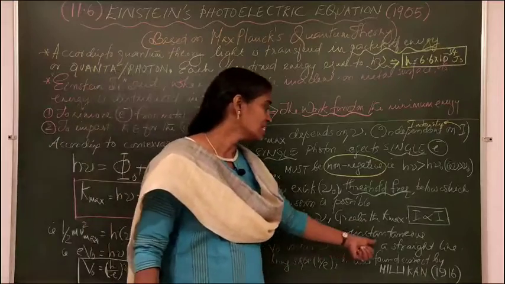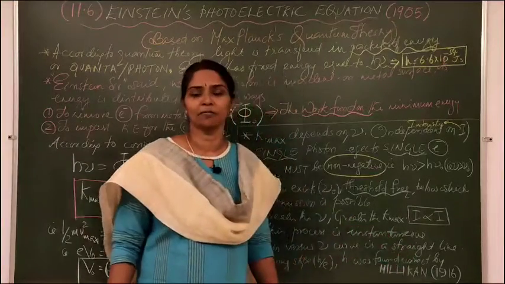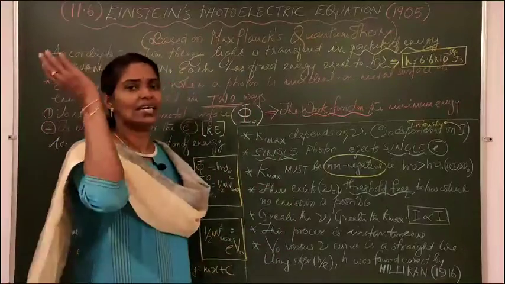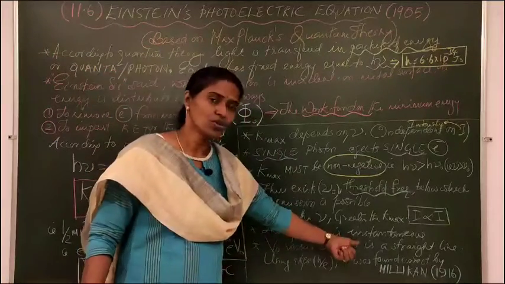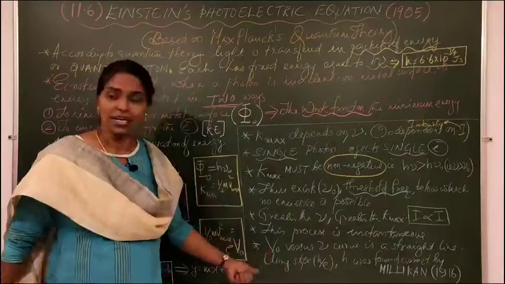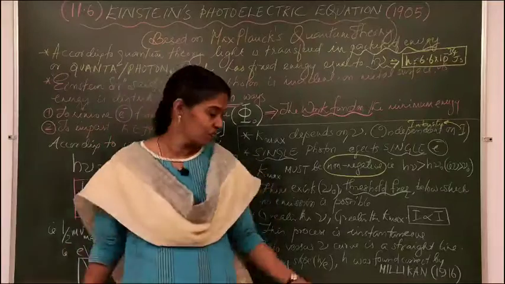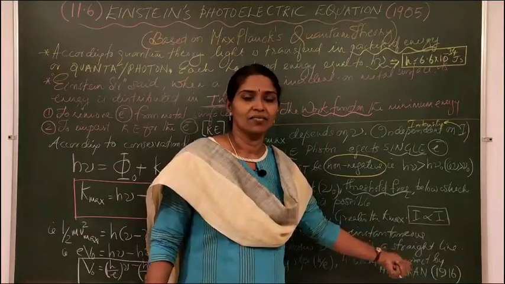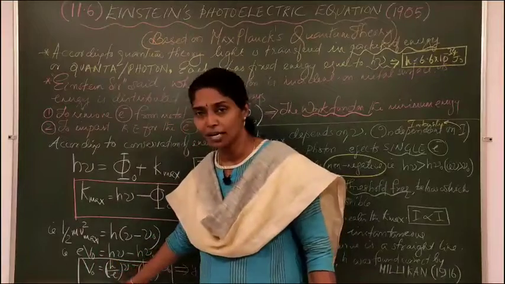This process is instantaneous, no time lag. As soon as a photon is falling, electrons are getting ejected. So no time lag. Now finally, this equation I told you, the V0 versus nu curve is a straight line with the slope h by e.